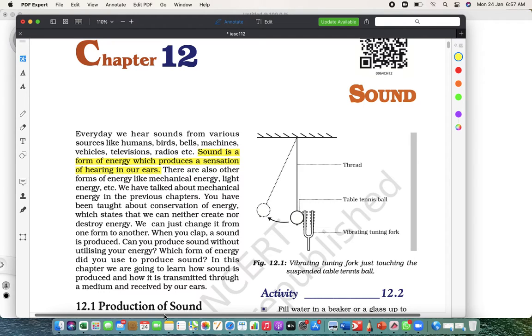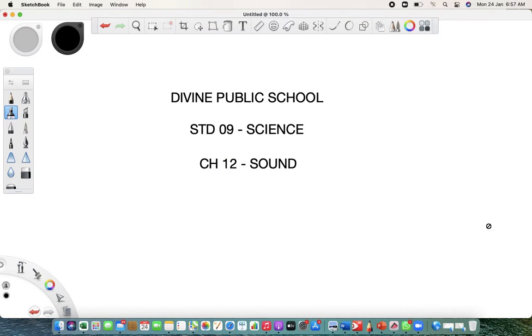What they're trying to tell you is, if there is no air inside the room, when a speaker speaks something, the listener won't be able to hear anything. So does that mean that sound requires a medium to travel? That is what we are going to learn today: does sound require any medium?